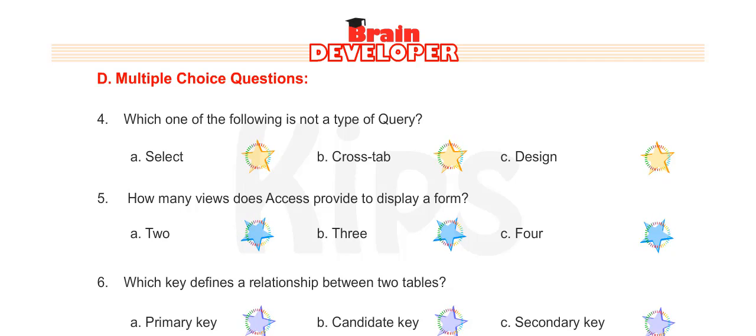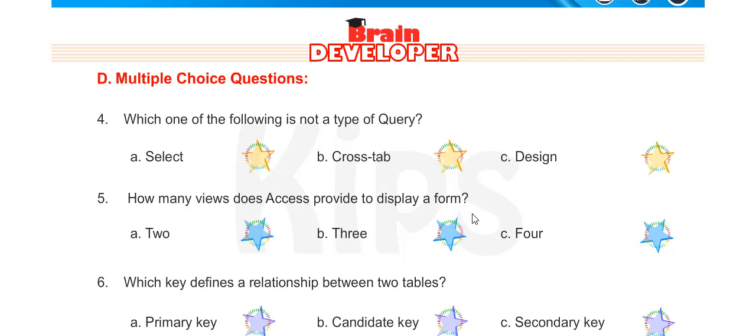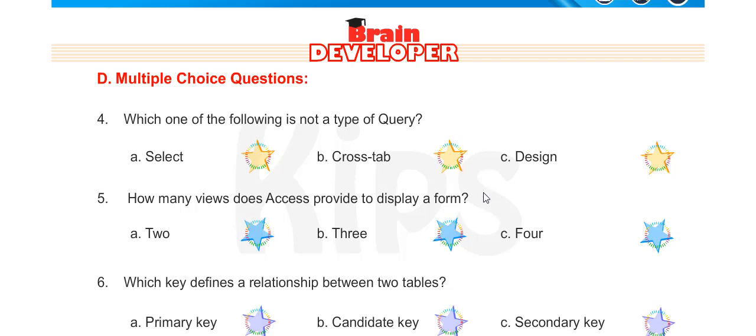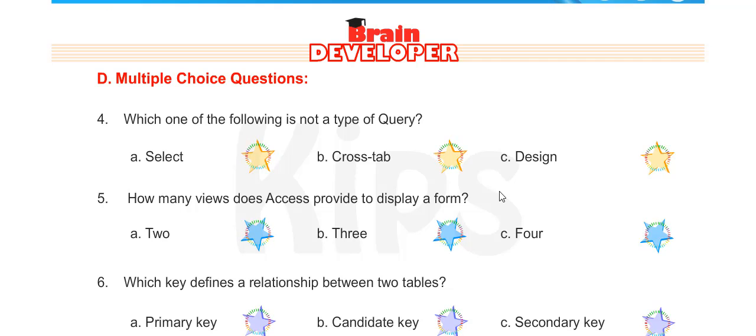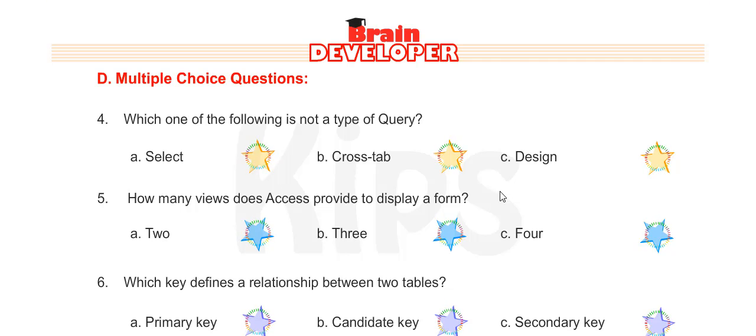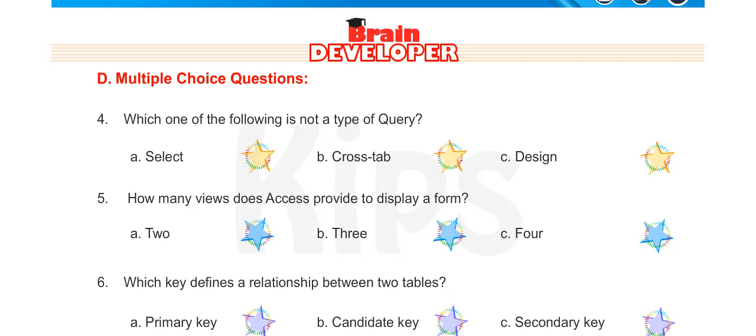Which of the following is not a type of query? Select, crosstab, design. Answer is design. Okay, design is no type of query. In the fifth one, how many views does Access provide to display a form? We are having three views: form, design, and layout. Do remember that, okay? I repeat it again: form, design, and layout view. Okay. Which key defines the relationship between the two tables? It's the primary key, right? It's the primary key.